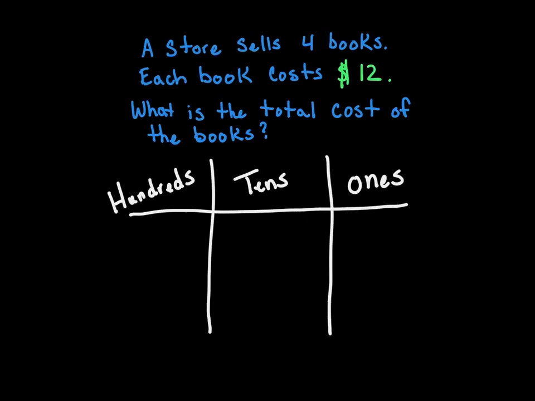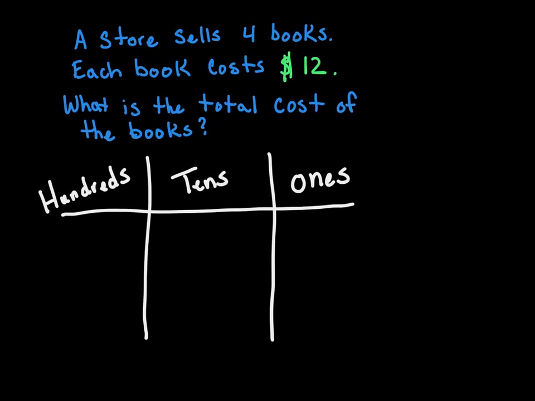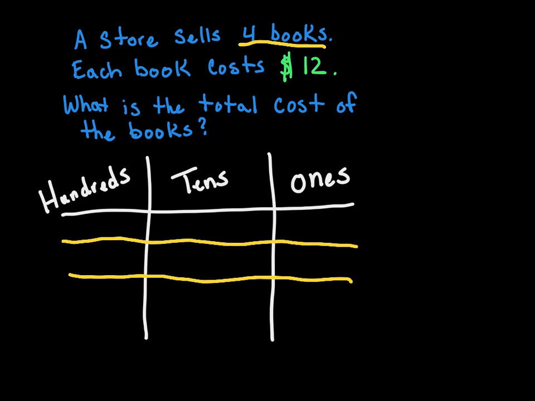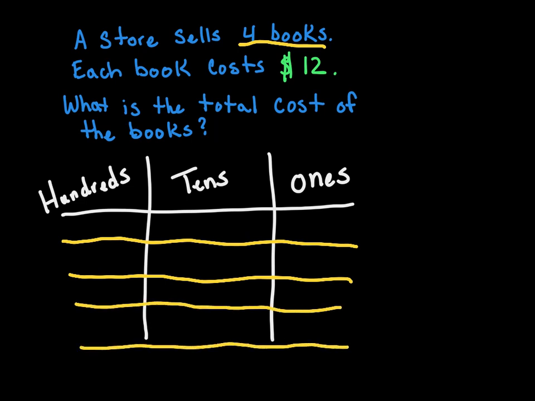So one way of multiplying, like we have done in the past, is using a place value chart. And since we're selling 4 books, I'm going to make 4 groups. So that's 1, 2, 3, and then our last one is 4. And then I'm going to take that 12 and distribute it into each group. So we got 1, because it's 12, right? So we have 1, 2, 3, 4.